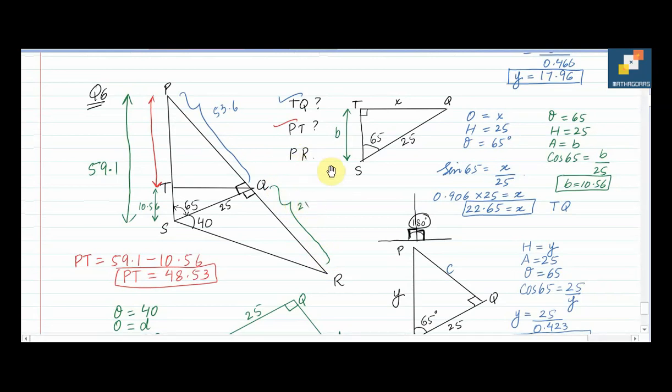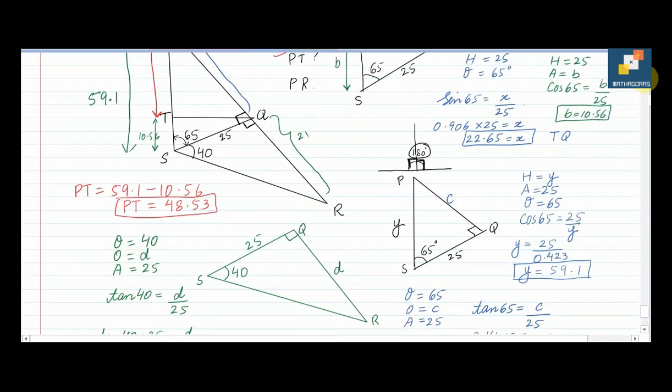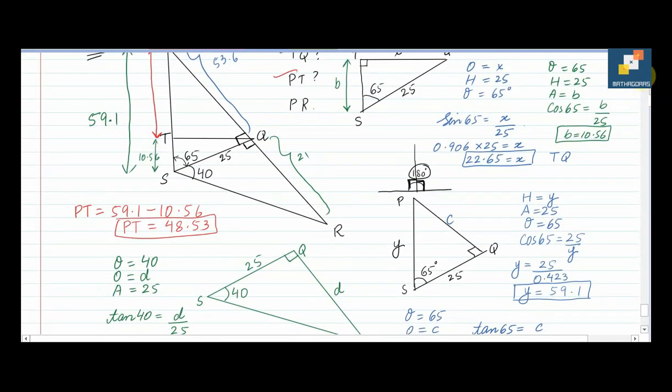Now the question says find the value of PR. So PR is basically the addition of P to Q and then from Q to R. So 53.6 plus 21. It's 74.6, and that's the value of PR, right? So I hope that now you have an idea how we solve this question.